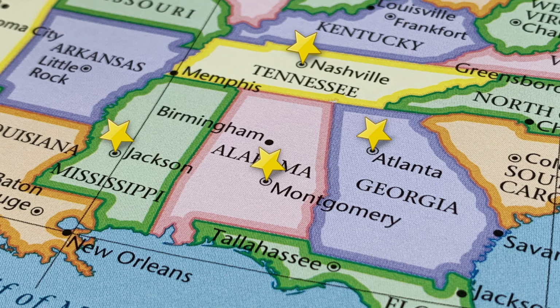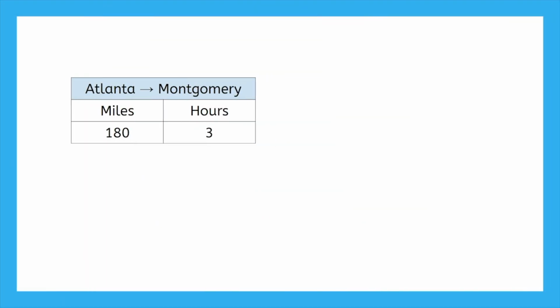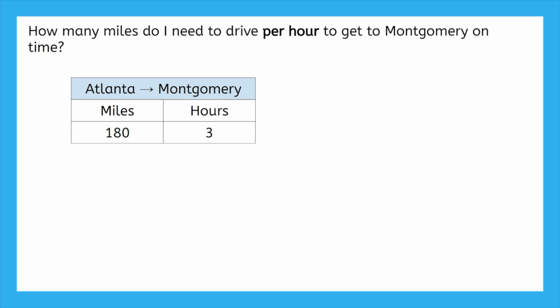I'm planning to go to attractions in each city, so I need to know how many miles per hour I have to drive to arrive on time for everything I have planned. First, from Atlanta to Montgomery, I'll need to drive 180 miles in 3 hours. I want to be there for a concert, so I need to figure out how many miles I need to drive per hour to get to Montgomery on time. Assuming I drive at a constant speed, how many miles will I drive in 1 hour, or per hour?